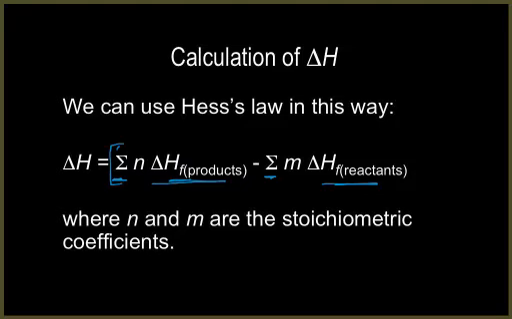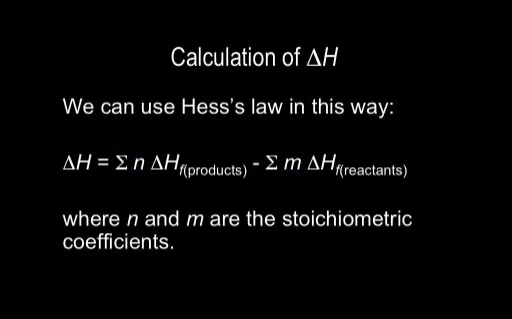When I do this, I like to put brackets around each sum so we can keep them separate. The other things in here are the n and m variables. Those stand for the coefficients, because those delta H values are per however many moles are in that particular reaction. If there's a coefficient in front, we have to take that into account when calculating the overall delta H. Let's do a couple example problems.